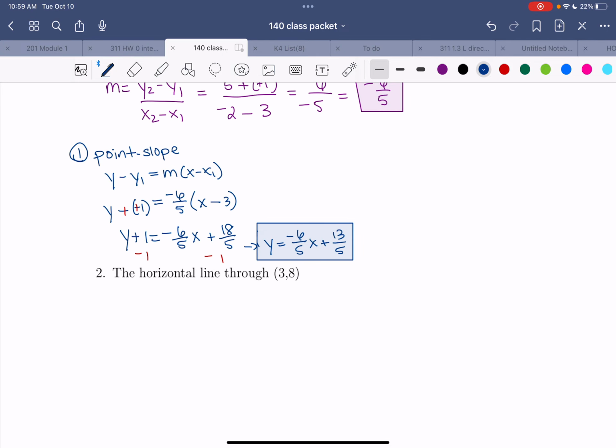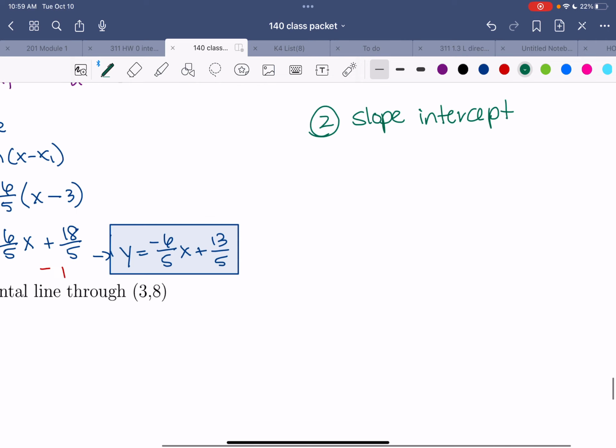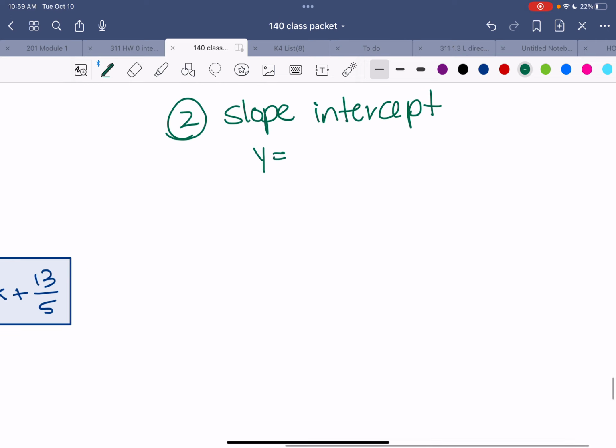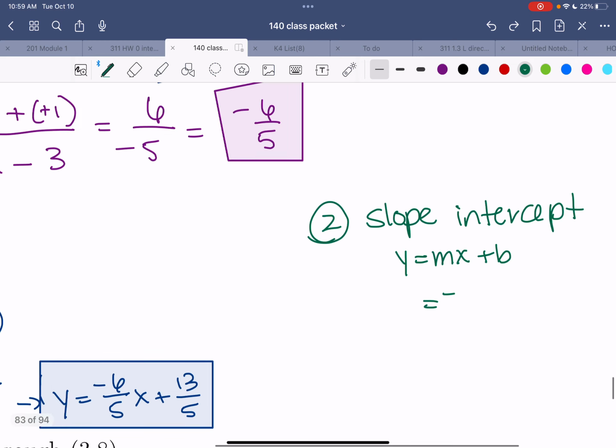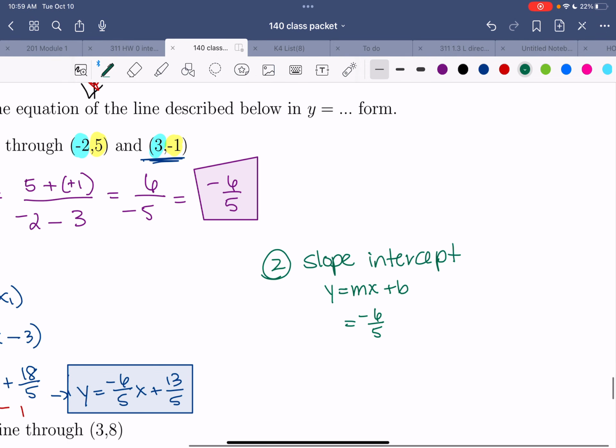That's one option. Option 2 is to use slope-intercept. Slope-intercept means we would start with y equals mx plus b. M is always my slope, so my -6 over 5 goes here. Now, for x and y, I need to find the b. I don't have a b. I don't have an intercept because I don't have one where the x-coordinate is 0. My x-coordinates are not 0.